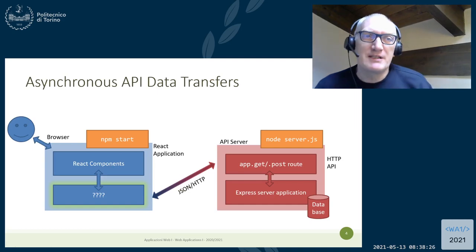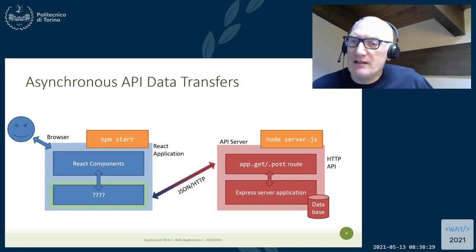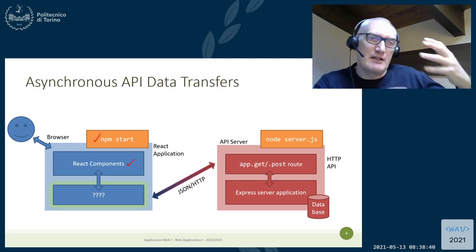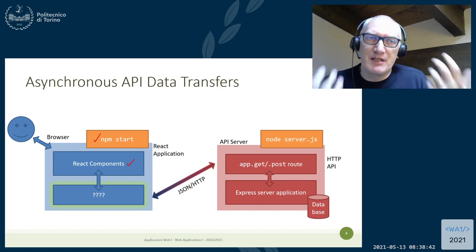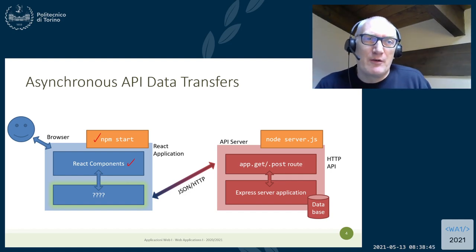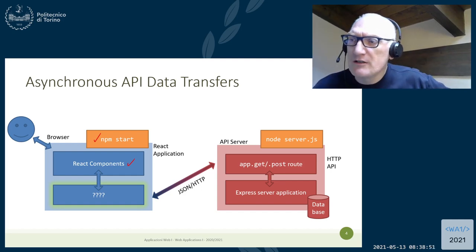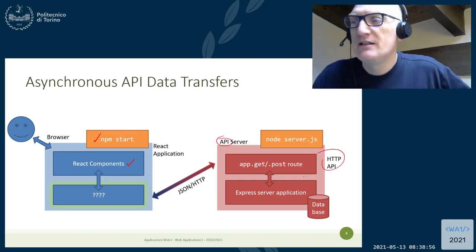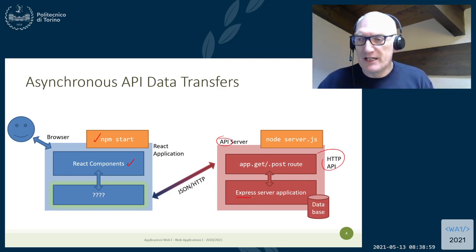So basically, what we have today is we know how to create a React application, started with npm start. We have a lot of components, and they live on their own. They share the state, they update the state, and so on. But right now, we are able just to create standalone React applications. Then we learned how to implement API servers with HTTP APIs in Express. So we are using Express and the database, and we are defining some routes for the different APIs. This is what we learned last week.